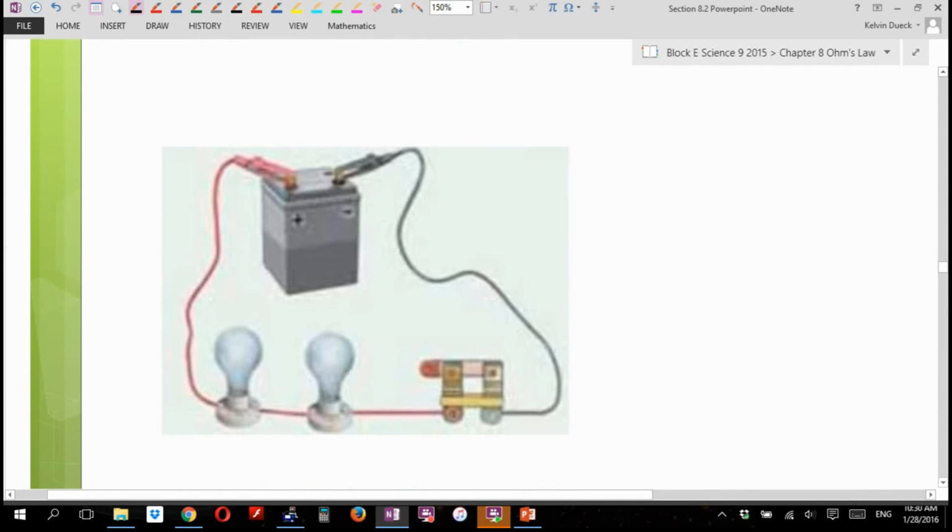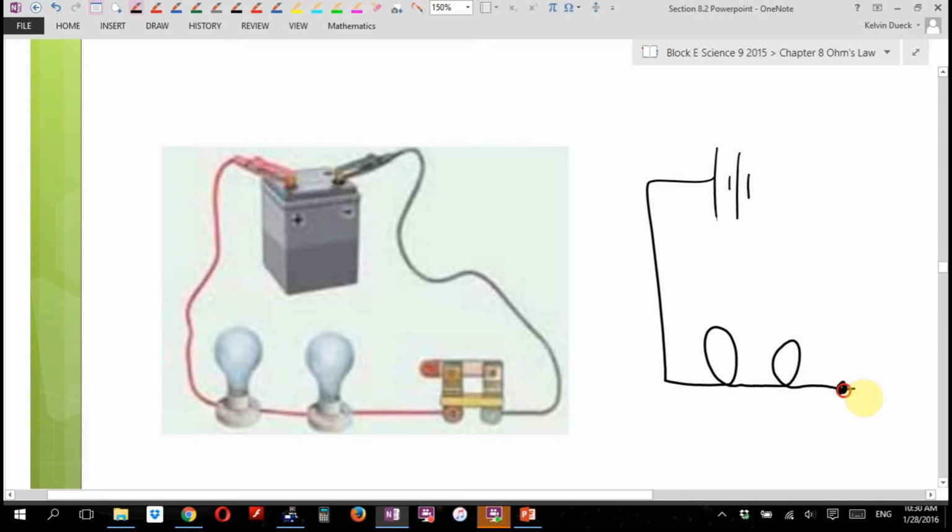Oh, that one there. Try drawing it. I suck at drawing those light bulbs. I really do.